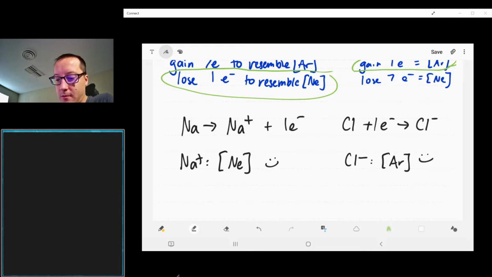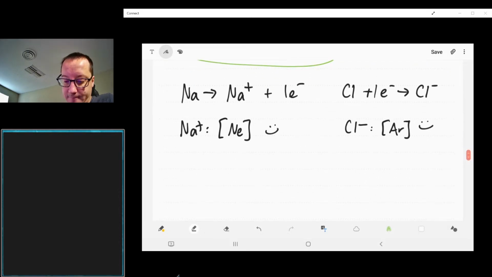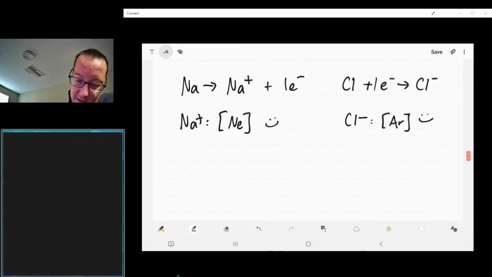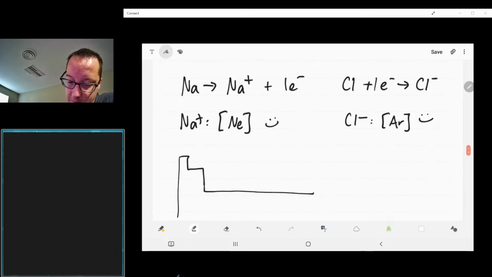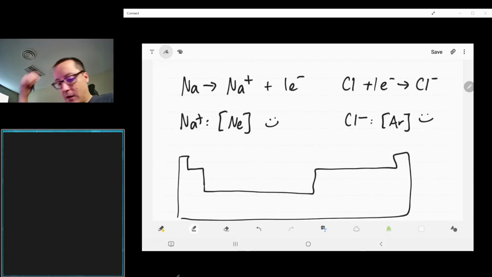Alrighty, so if we take our handy dandy periodic table and look at our groups, we're going to see that a lot of these groups have similarities in how they react together.